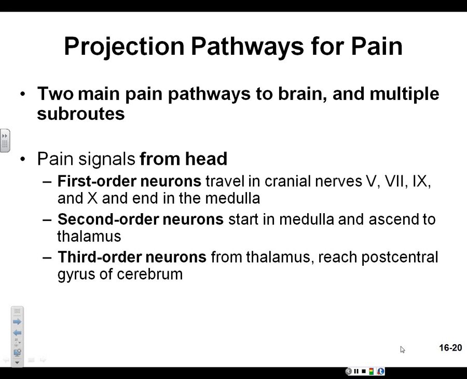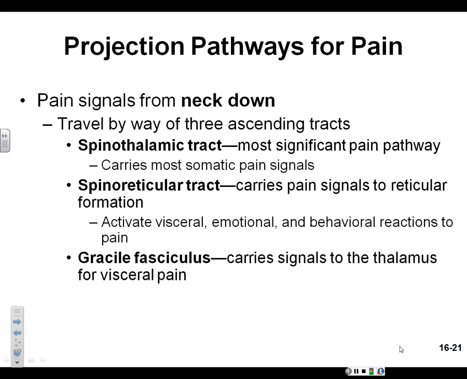Here we see two major pathways to the brain. Again, first order neurons travel by way of cranial nerves 5, 7, 9, and 10, which is the vagus. They terminate in the medulla. Second order neurons start at the medulla where the synapse takes place, and they continue to travel up along the ascending tracts to the thalamus. There it forms a third order synapse at the thalamus, and it goes to the postcentral gyri of the cerebral hemisphere.